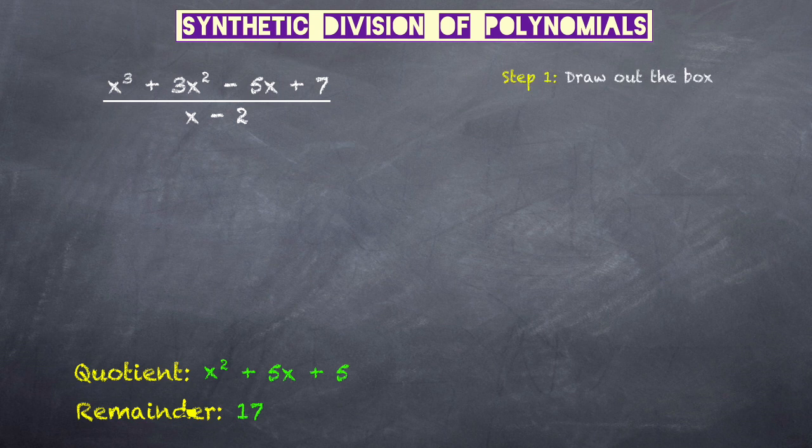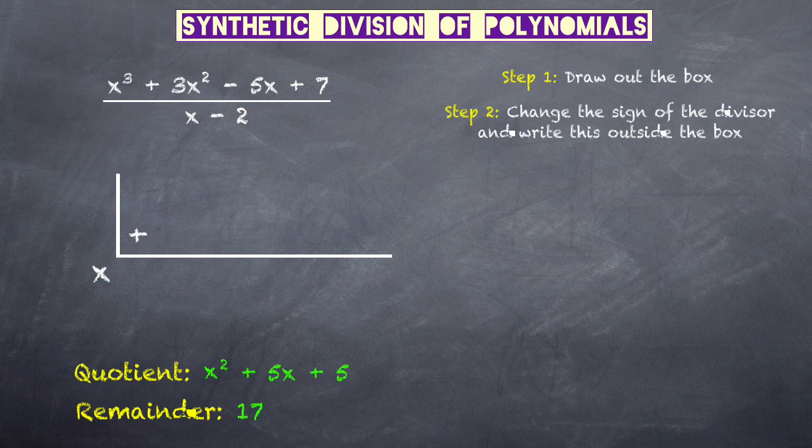Now, the very first step when synthetically dividing polynomials is to draw out what I call the box, that is this. And inside the bottom left hand corner of the box we put an addition sign, and outside the bottom left hand corner of the box we put a multiplication sign. The second step is to change the sign of the divisor and write this outside the box. Therefore, in this example we get the negative 2, we turn it into a positive 2, and we write this up the top left hand corner outside the box.